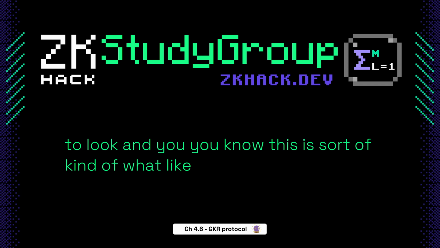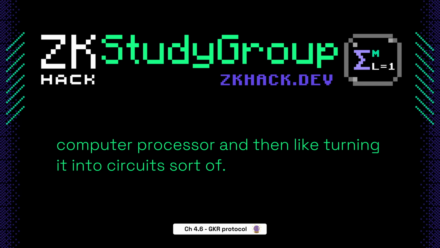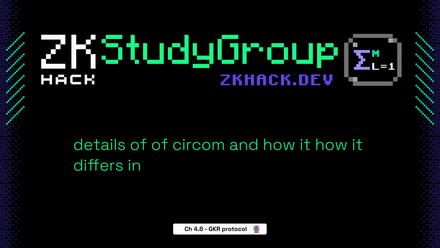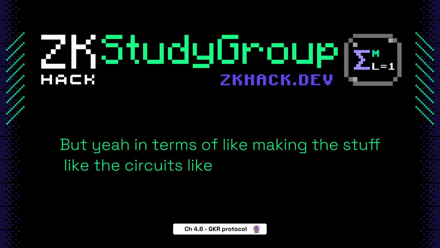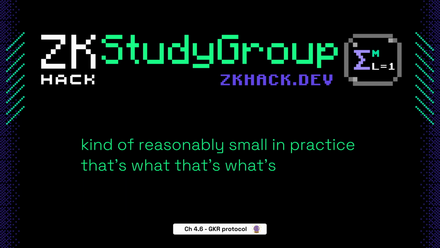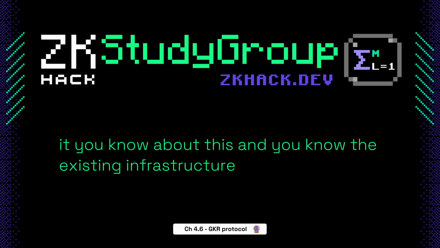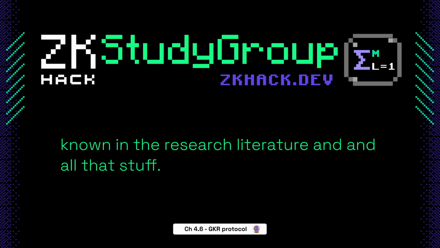This is what the Tiny RAM work is doing: developing a very simple computer processor and then turning it into circuits. And Circom is, I don't know the details of how it differs in its approach, but at the very highest level it's doing the same thing. But in terms of making the circuits reasonably small in practice, that's what's so nasty and why there's paper after paper about this, and the existing infrastructure is maybe not matching what's theoretically known in the research literature.